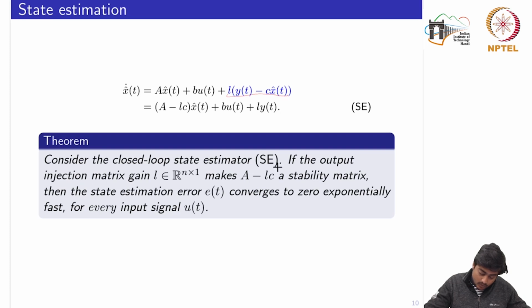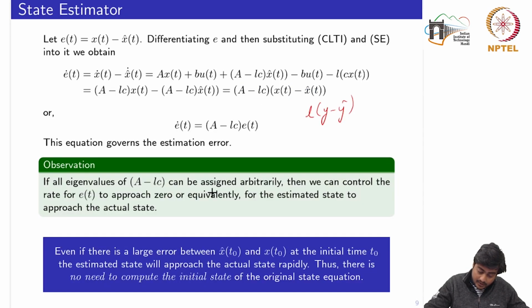So we call it the output injection matrix gain L, or we can call it a vector also, that makes A minus LC a stability matrix. Then the state estimation error e(t) converges to 0 exponentially fast for every input signal u(t). We say every signal because we have seen that the influence of the u signal on the error signal is nullified or cancelled. That's why we can put any u, and the state estimation error would not be affected.